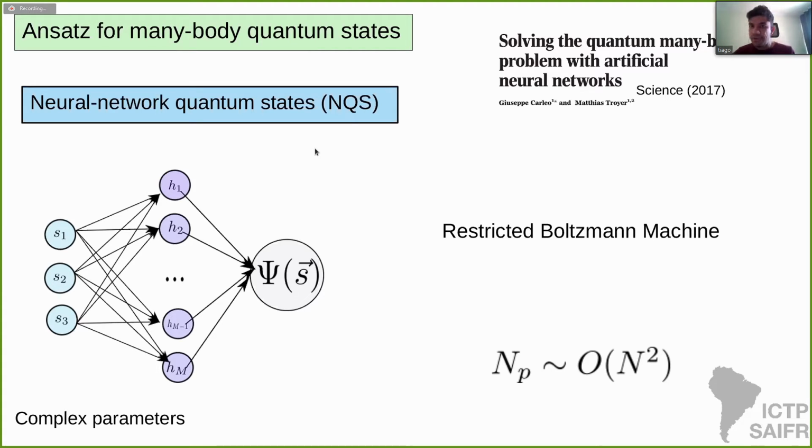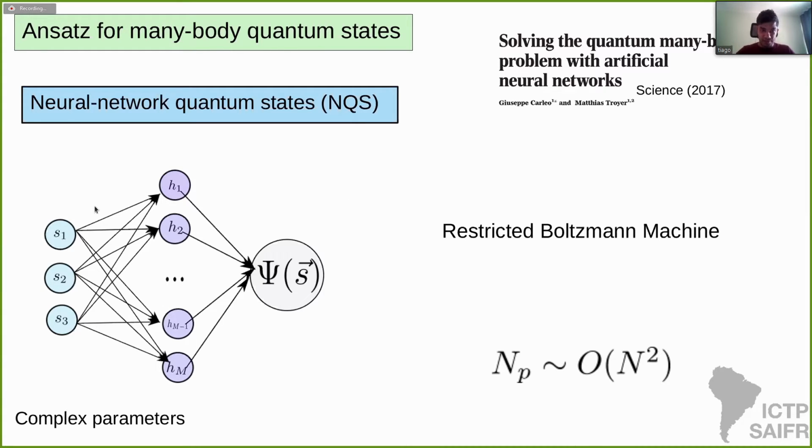Okay. And again, as I said, this was inspired by a paper that was published 5 years ago, more or less, by Giuseppe Carleo and Matthias Troyer, who proposed to use these neural networks, more specifically the simplest neural network, a single layer network, the restricted Boltzmann machine, to represent a wave function. So here the idea is the following.